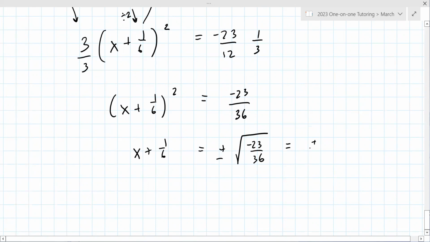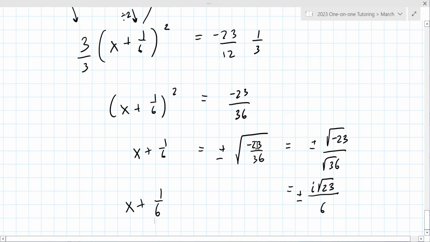So on the right here, you're taking the square root of the top, the square root of the bottom. On the bottom, it's 6. On the top, it's i square root 23. Just breaking that apart. Make sure that's clear. You're just splitting it top and bottom, because you take the square root of the bottom. Okay, that's good. Keep going here.